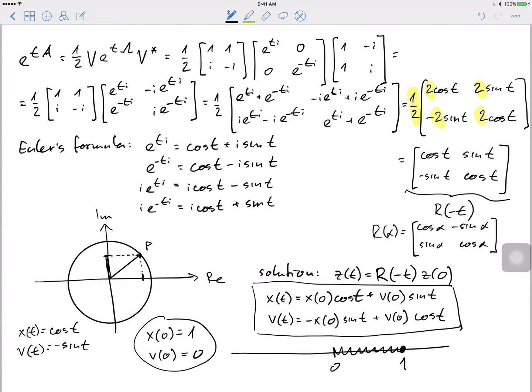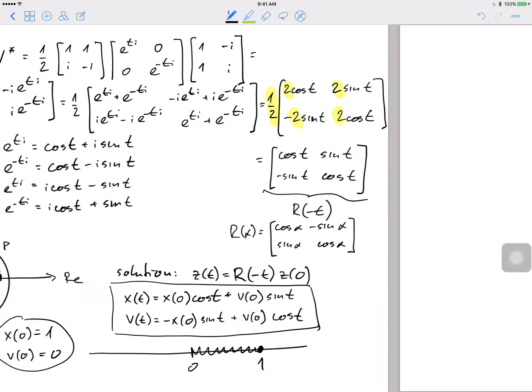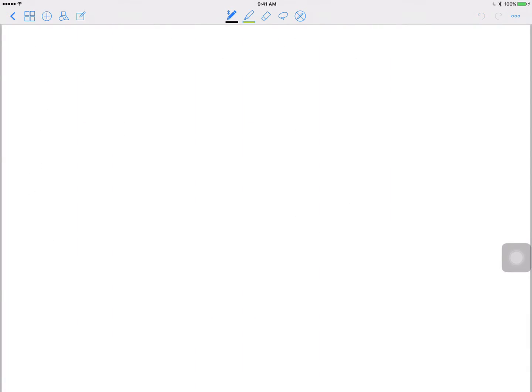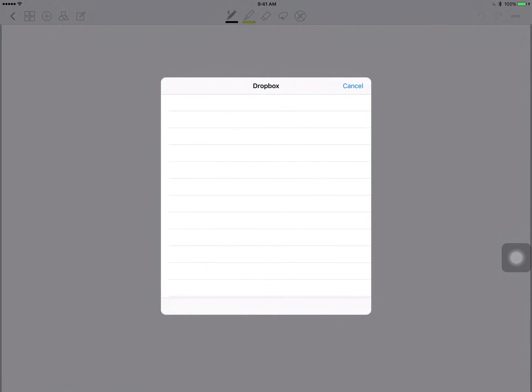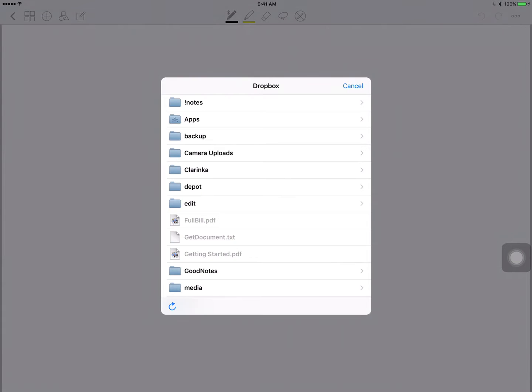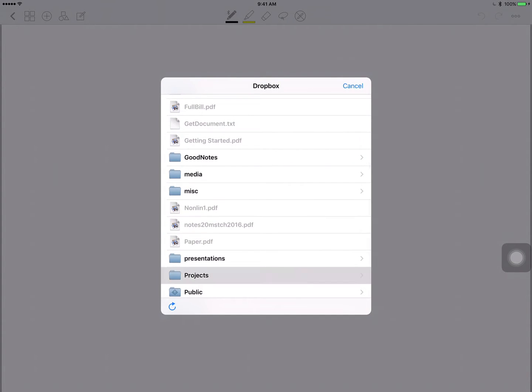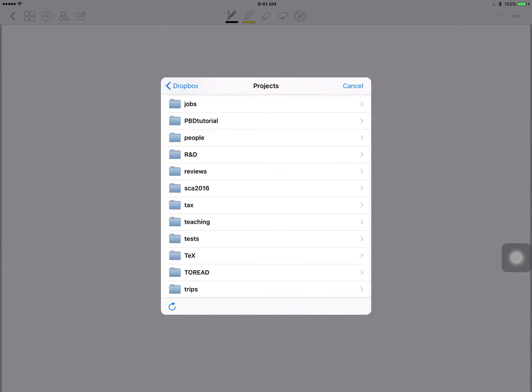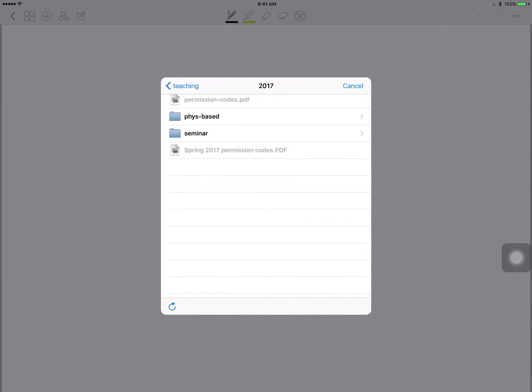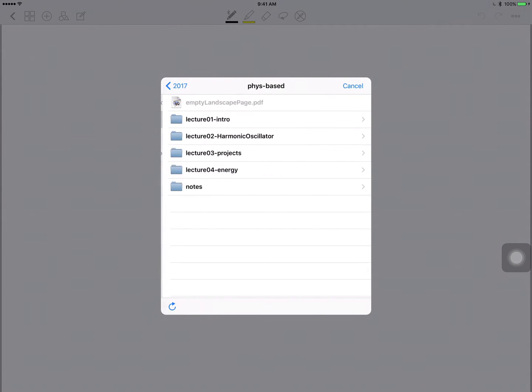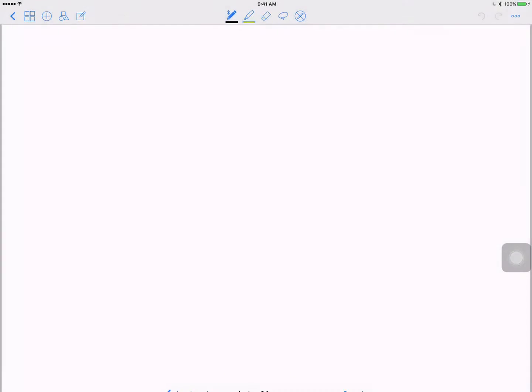And I have these plotted for you. It would be nice if it remembered the folder where I was before. This one.